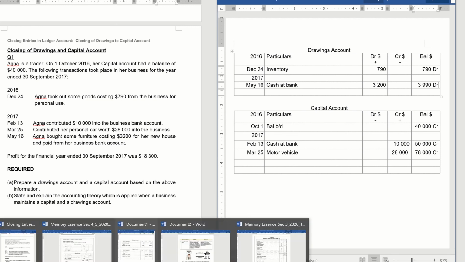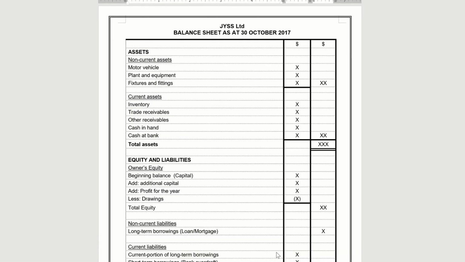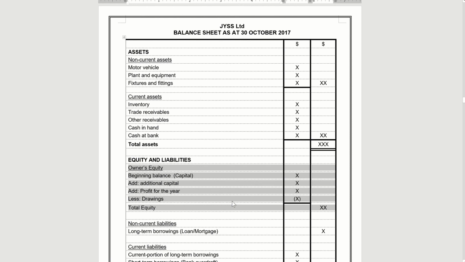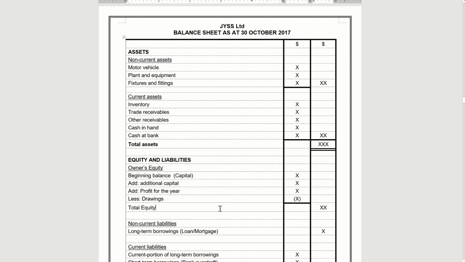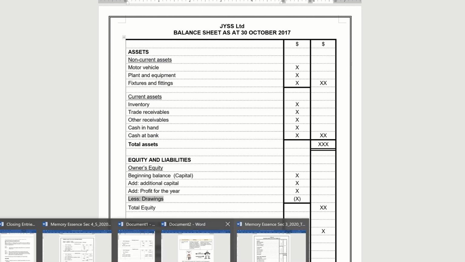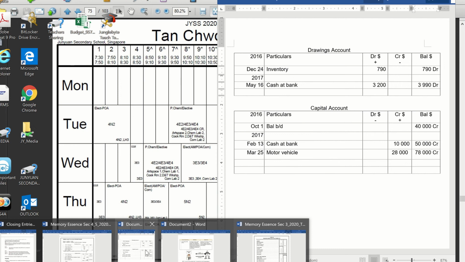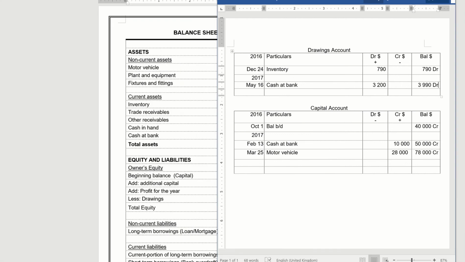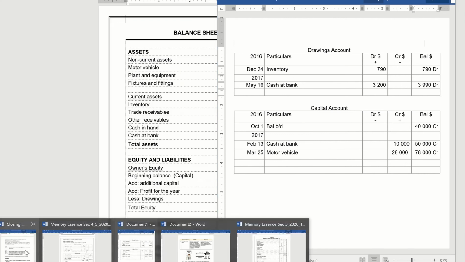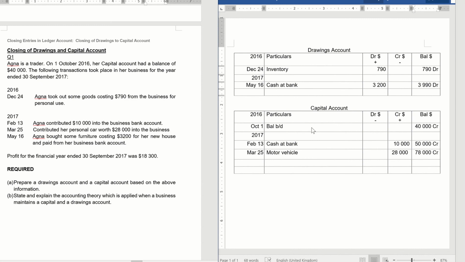If you can't remember, you have to go back to your owner's equity in your balance sheet. There is actually a section where you see the drawings is a deduction from your owner's equity. So we are going to perform this for today's session. So let's do this now.